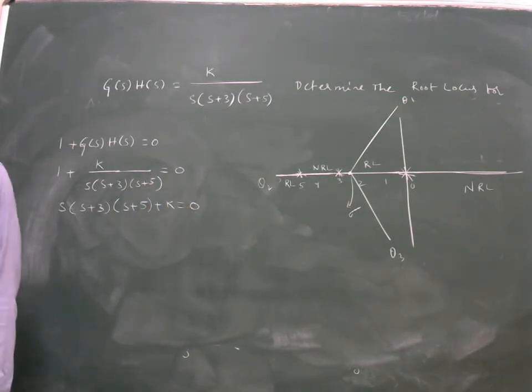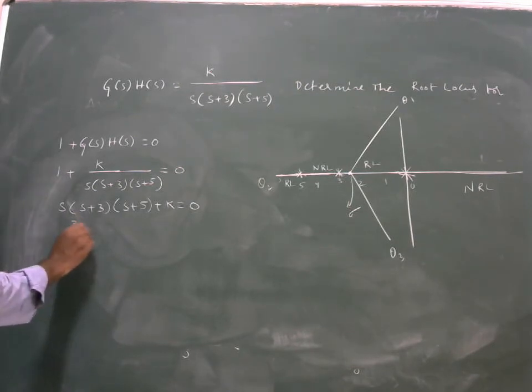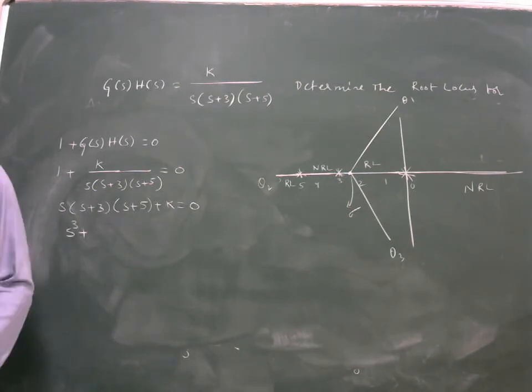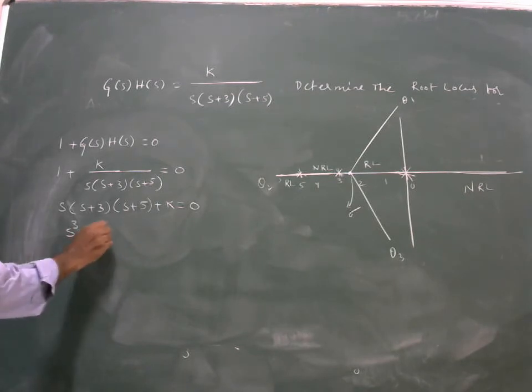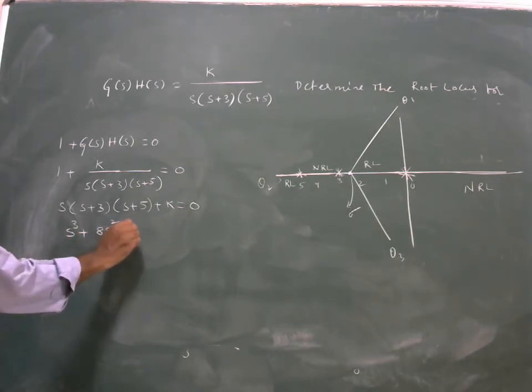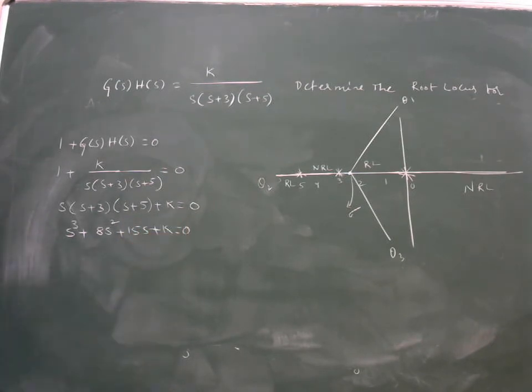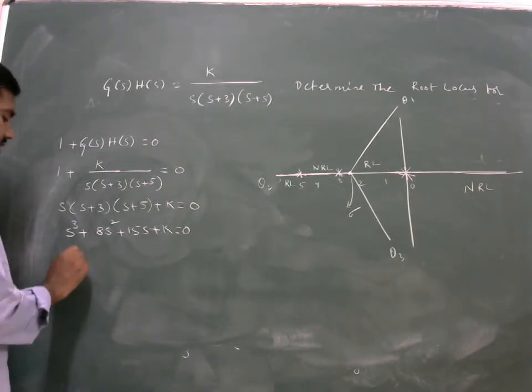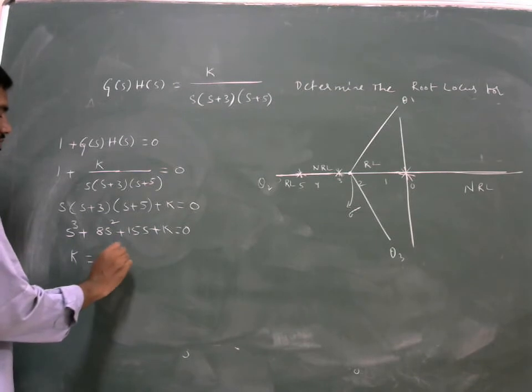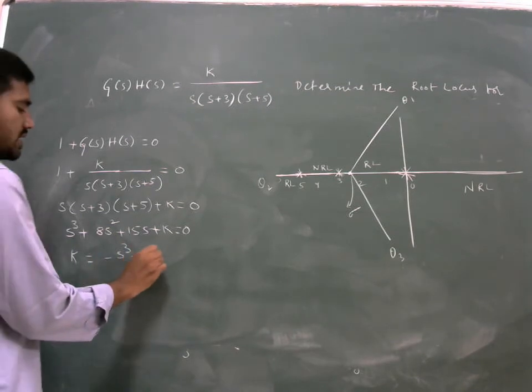If you are simplifying, we are going to get s cube plus 8s square plus 15s plus k equal to 0. From that, what is the k value we are going to get? Minus s cube minus 8s square.